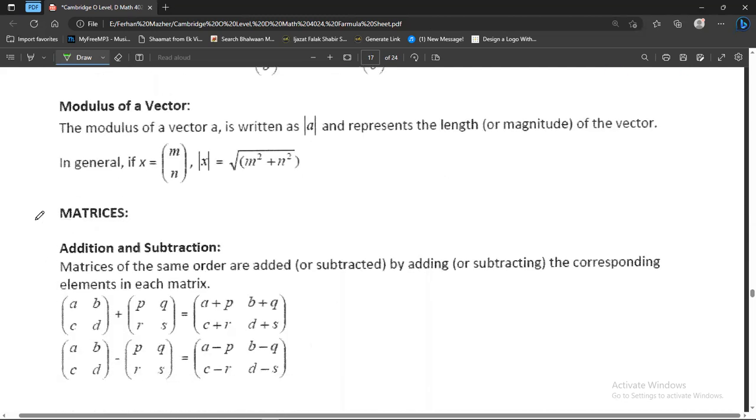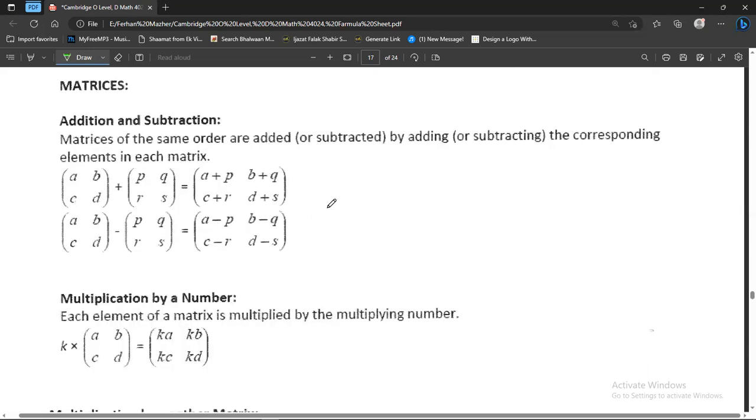Modulus of a vector, or we call it the magnitude of a vector. For example, if you have a vector x whose column vector is (m, n), then the magnitude or the length of the vector is equal to the square root of m square plus n square. It is represented like this. The modulus of vector A is written as this and represents the length or magnitude of the vector. In general, if x is equal to (m, n), then the modulus of x, or the length of the vector, will be the square root of m square plus n square.